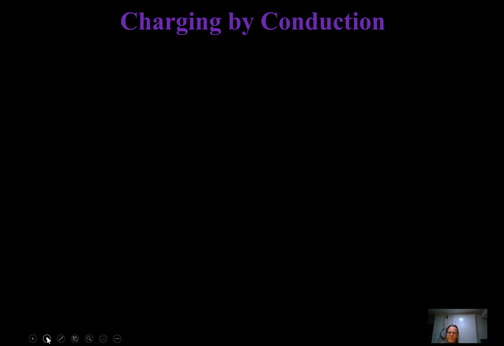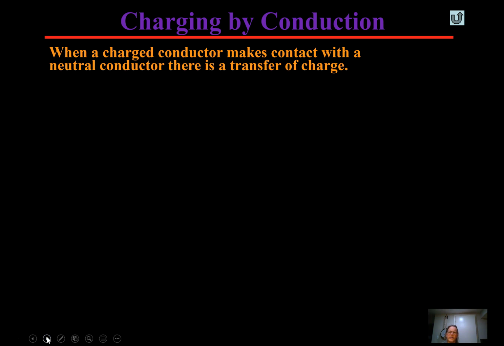Alright, we're in the black again with video number 2. So we left off with how do you make big sparks with rubbing stuff together, with one liking electrons more than another. Okay, well now we're going to talk about charge by conduction. When a charged conductor makes contact with a neutral conductor, there's a transfer of charge.